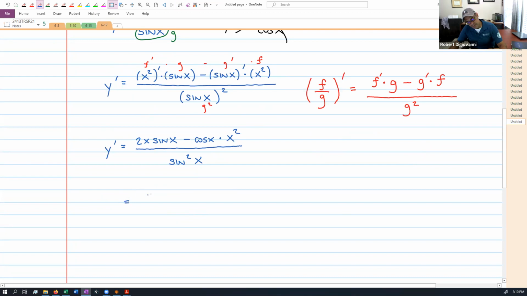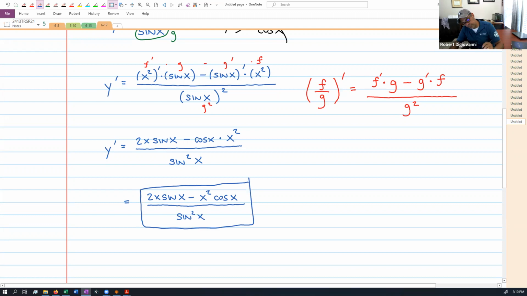And that's done, but maybe one thing I would want to do is just again move that x squared up in front of that cosine so you don't accidentally put those together. And there's your raw derivative. What do y'all think?